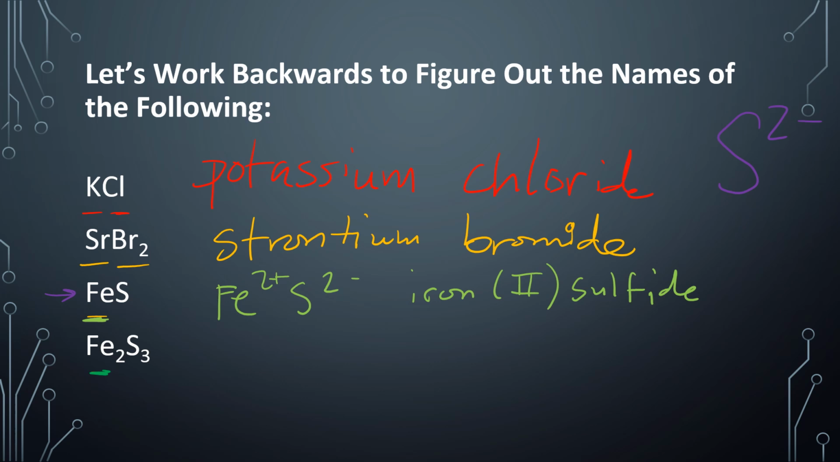Similarly, you do the same thing for the next one. So S is 2 minus, and you can see that this 3 came from that iron. So it's actually iron(III) sulfide.